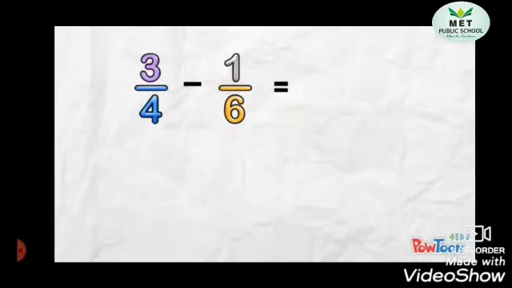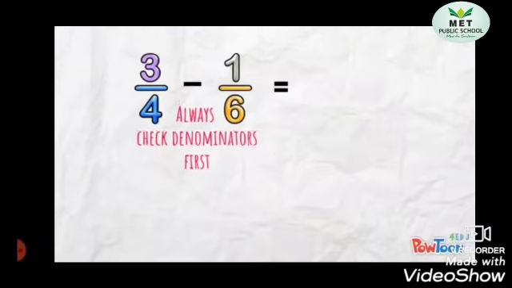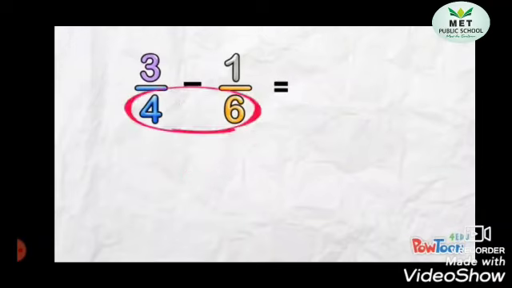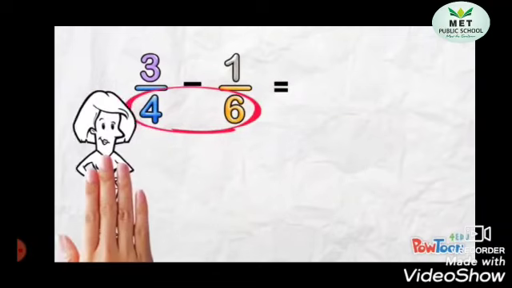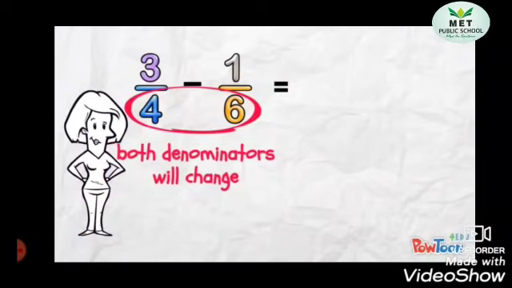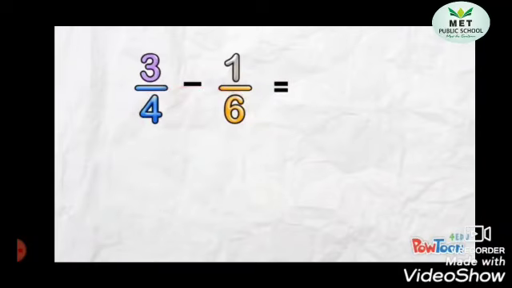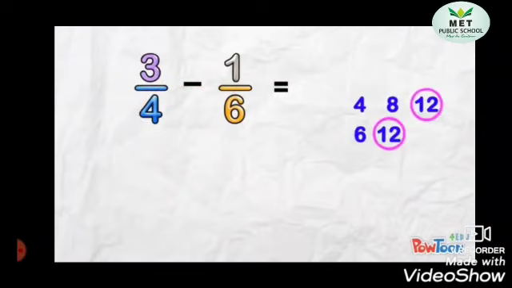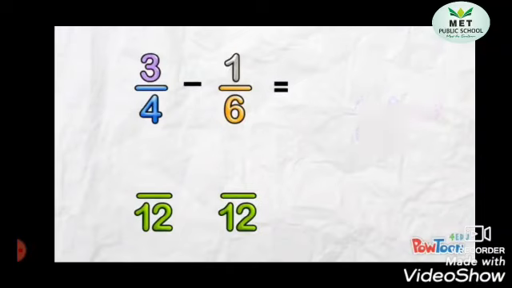Another problem here with different denominator: 3 by 4 minus 1 by 6. Always you have to check the denominator first. You are having different denominator here. Take the highest common factor. You already studied about HCF in your previous class. Use that method of HCF to find the highest common factor, and here you are having the highest common factor 12. So your denominator will be 12.